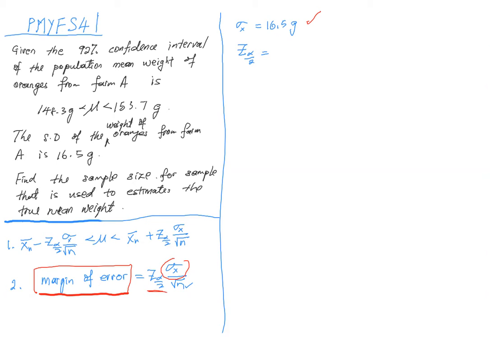So Adriana, tell me how to get Z alpha over 2. Don't give me the answer, use calculator, okay? Yeah, inverse norm. Thank you. So when you put inverse norm, how should you put it? It depends on your calculator, correct? You use inverse norm.